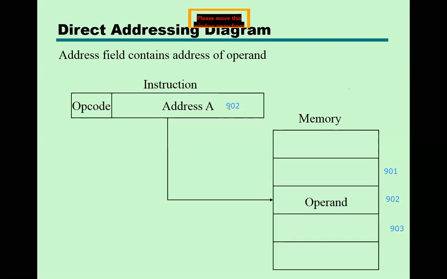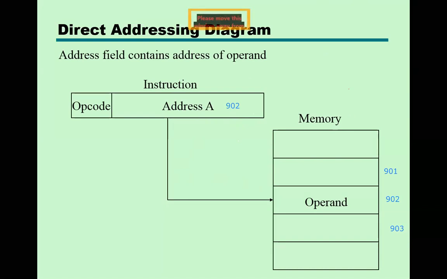So here, this is not a value like in our previous example. In our previous example, there is a 5. That is an actual number. But here, this is not an actual number. This is the address of memory 902.